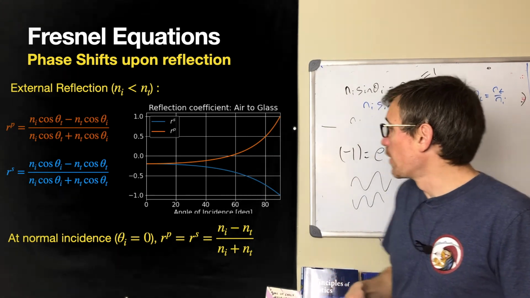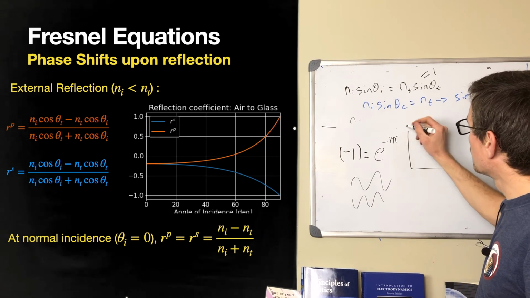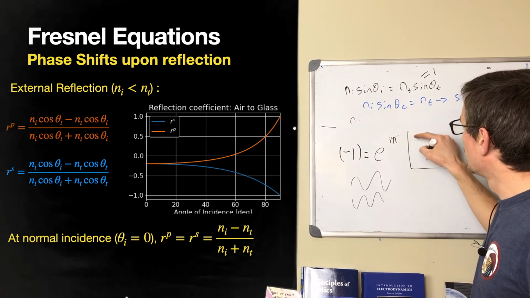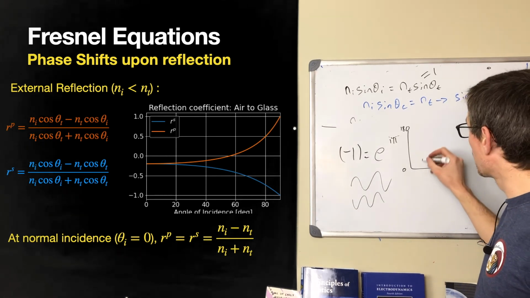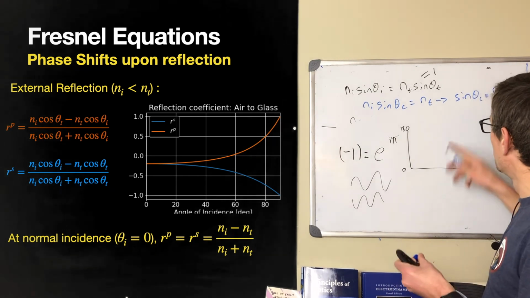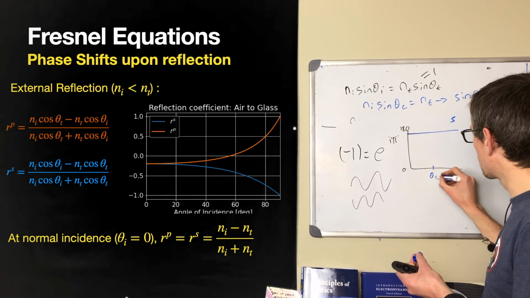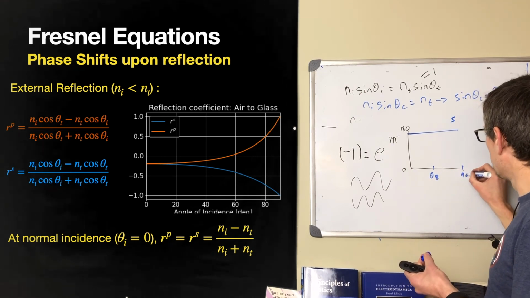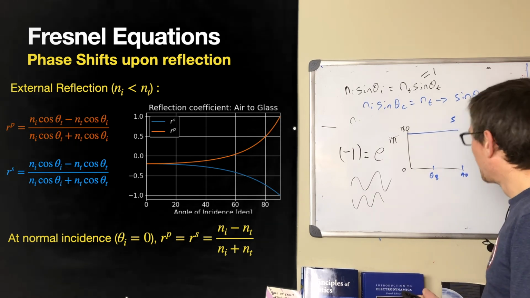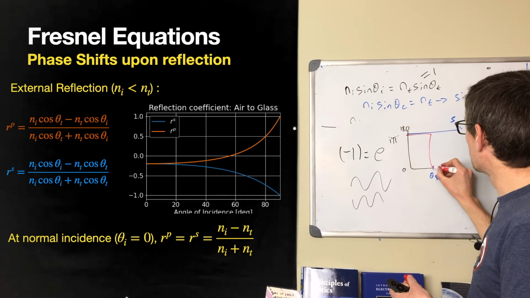So if we were plotting the phase shift, it would look like this. Here's pi. I said minus here, it should say pi. If I have 180 degrees and 0 here, S polarization is like that for all angles. Here's theta Brewster and 90. Whereas P polarization will start out at 180 and flip to 0 afterwards.